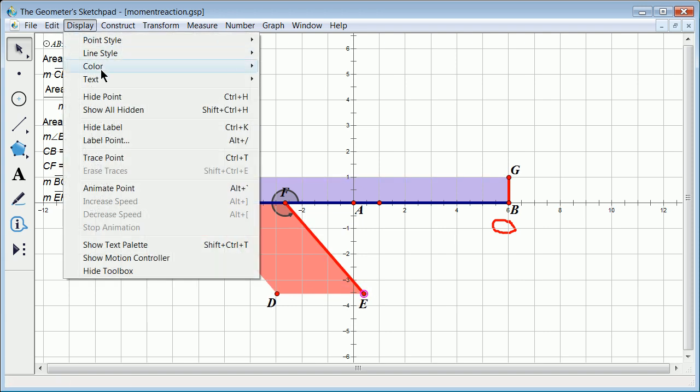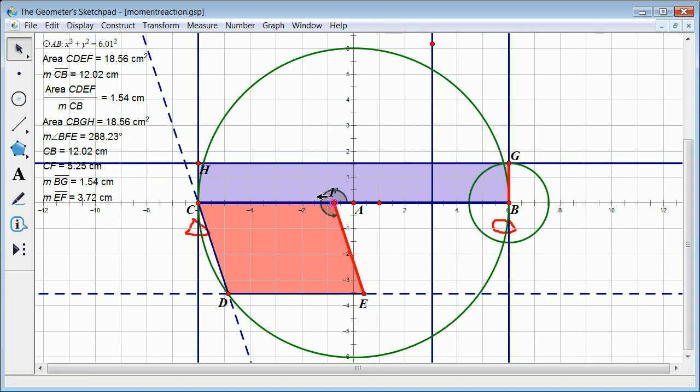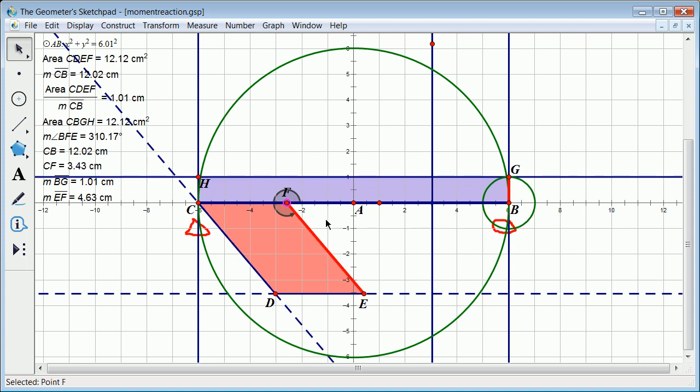I'm going to click over here, display, show all hidden. Let's see how we constructed this. Pretty complicated. Well, here's how we did it. We constructed a circle of diameter 12, so 6 at the radius here. That is the equation for it. We constructed a point F on CB, which was constrained to CF, so it's some distance along it. You can notice as you pull this along, it's locked into CF.